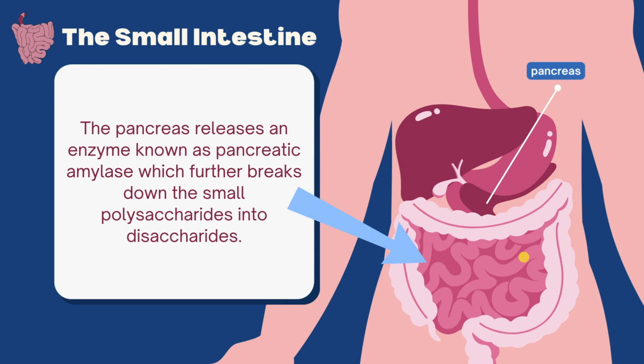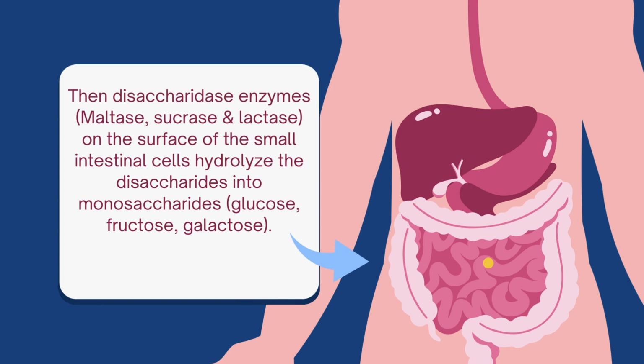The small intestine is where most digestion occurs. The pancreas releases an enzyme known as pancreatic amylase, which further breaks down the small polysaccharides into disaccharides. Saccharidase enzymes like maltase, sucrase, and lactase, which are found on the surface of the small intestine cells, hydrolyze the disaccharides into monosaccharides, which are glucose, fructose, and galactose.